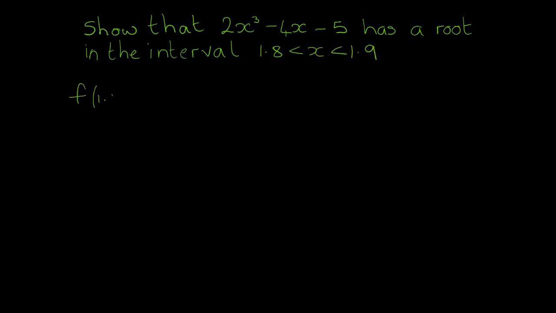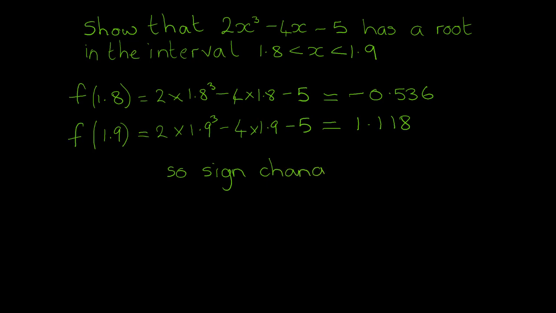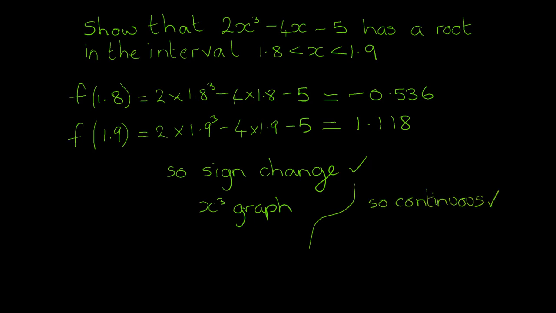Start by finding the function substituting in 1.8, so that's 2 times 1.8 cubed minus 4 times 1.8 minus 5. If we put that into the calculator, we get minus 0.536. Do the same again with 1.9. That gives us 1.118. And so we've got the sign change that we need to prove a root. And of course the x cubed graph is a continuous graph, so we've got both conditions met.